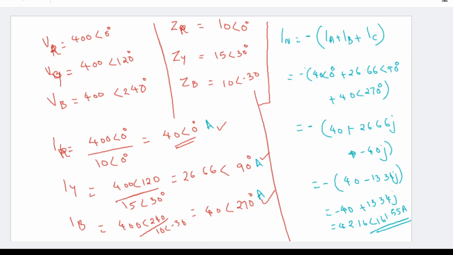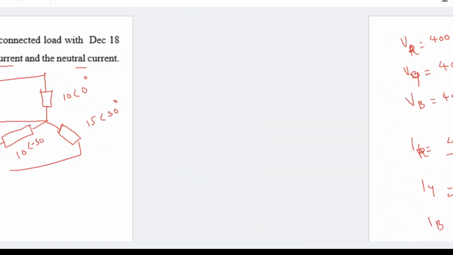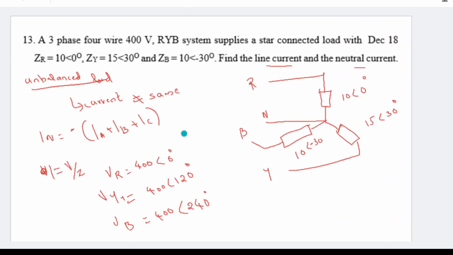I hope you understood what was discussed in our last question, because it is very easy. Even though we may feel it will be very difficult, because different Z values are given and an unbalanced system is given, there is nothing like that. You can just directly find it out.